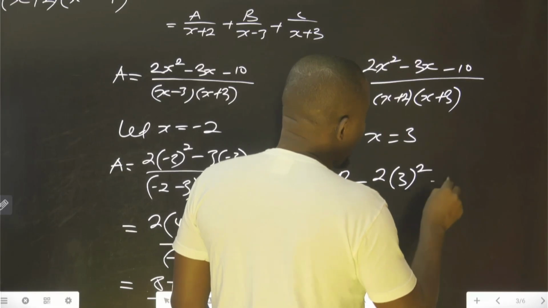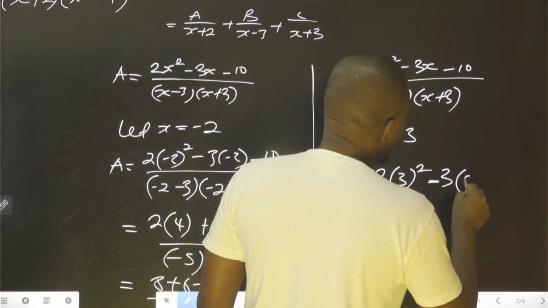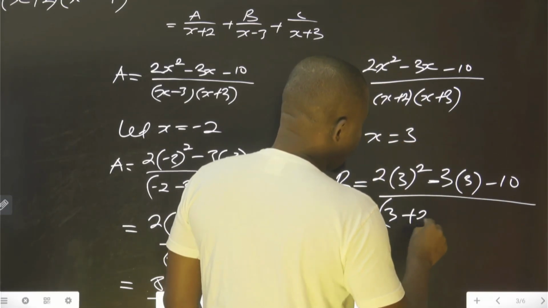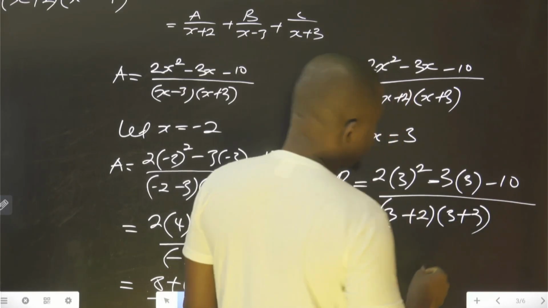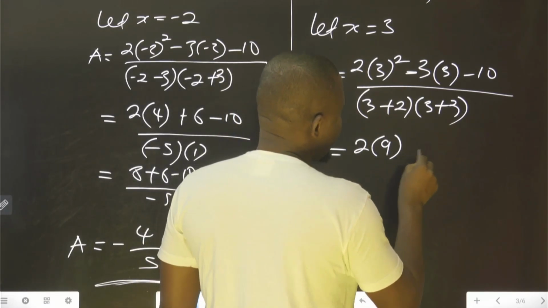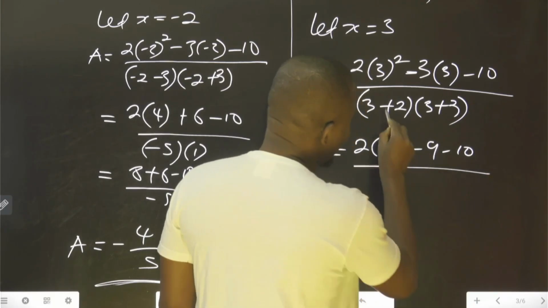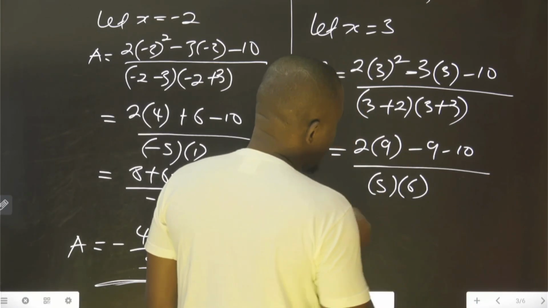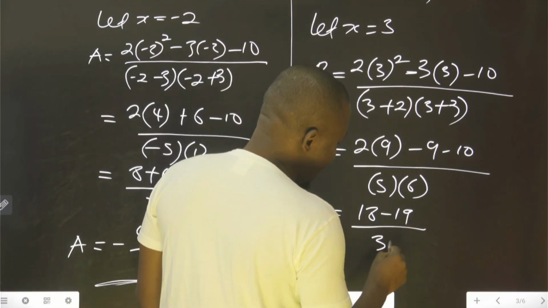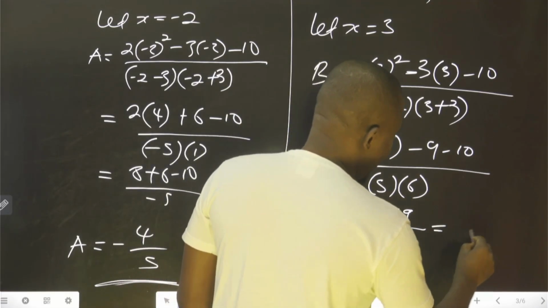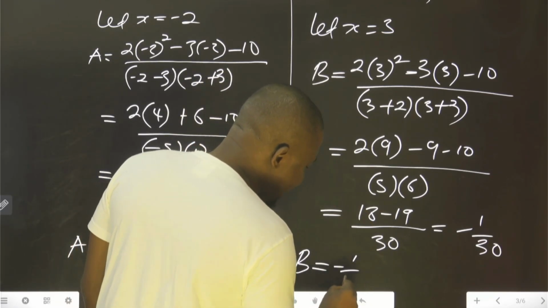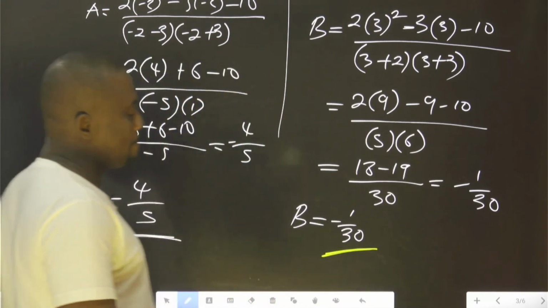We put 3 here, we put the square. We put 3, put minus 10. We put 3 plus 2, 3 plus 3. Okay? Now, we solve. This will give us 2 times 9, minus 9, minus 10, all over 5 times 6. This is 18 minus 19, all over 30, which is equal to minus 1 over 30. You agree with me? Therefore, b is equal to minus 1 over 30. That is our final answer for b.